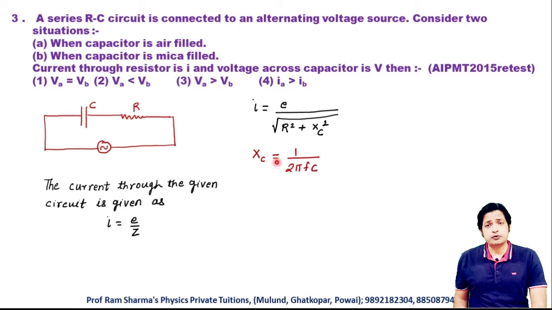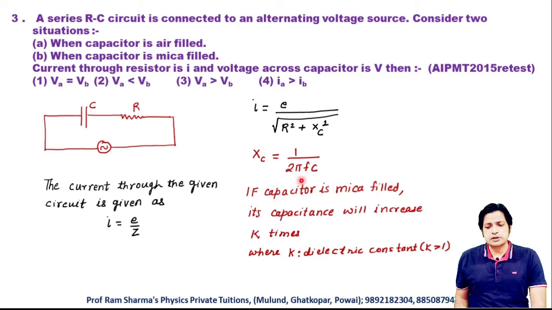I have written the formula for Xc here. Xc is 1 upon 2 pi f C. Now, if the capacitor is mica filled, its capacitance will increase k times as compared to what it was in air, and k is always greater than 1. So if this C increases, then of course Xc decreases. If Xc decreases, then the denominator decreases, and the current will increase.